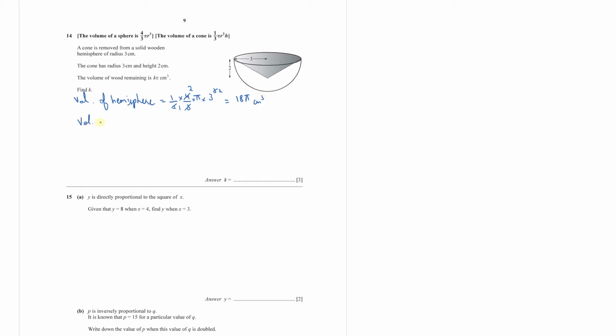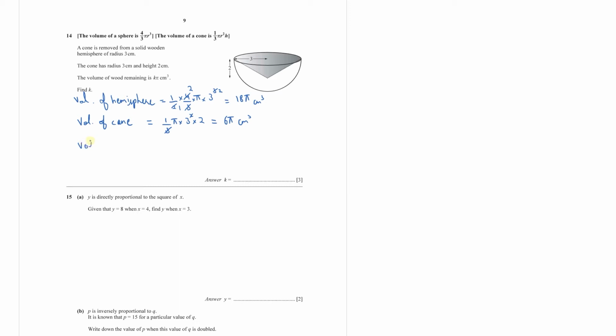Now to find the volume of the cone, you have this formula: 1/3 πr²h. So you use that 1/3 π, and the radius is the same as the radius of the sphere. So your radius is 3, so you get 3 squared, and the height is given as 2. You can cancel this, and you get 6π cm³.